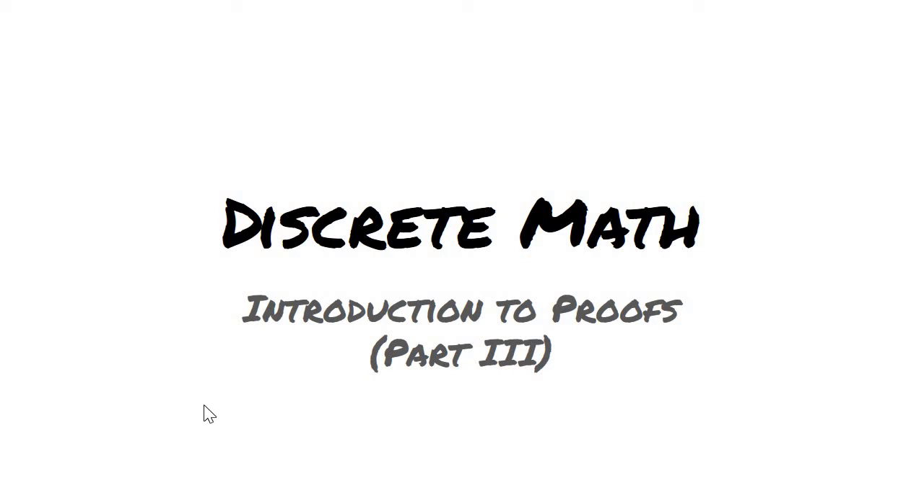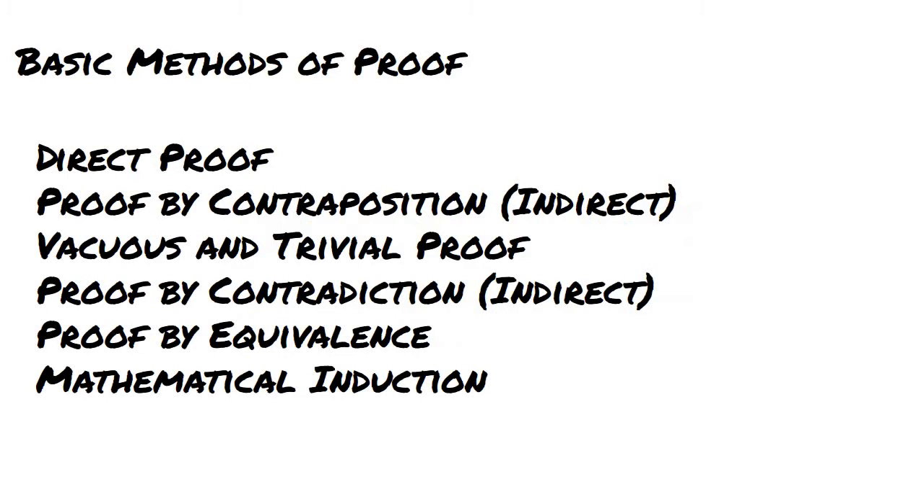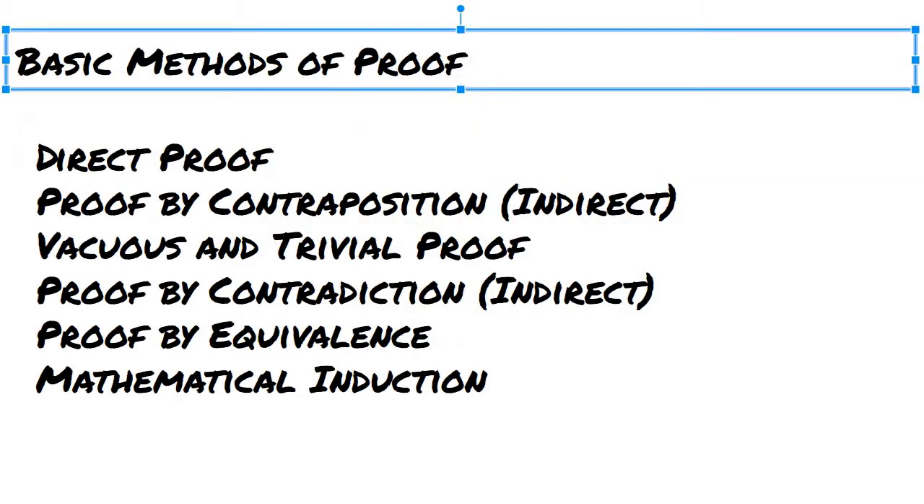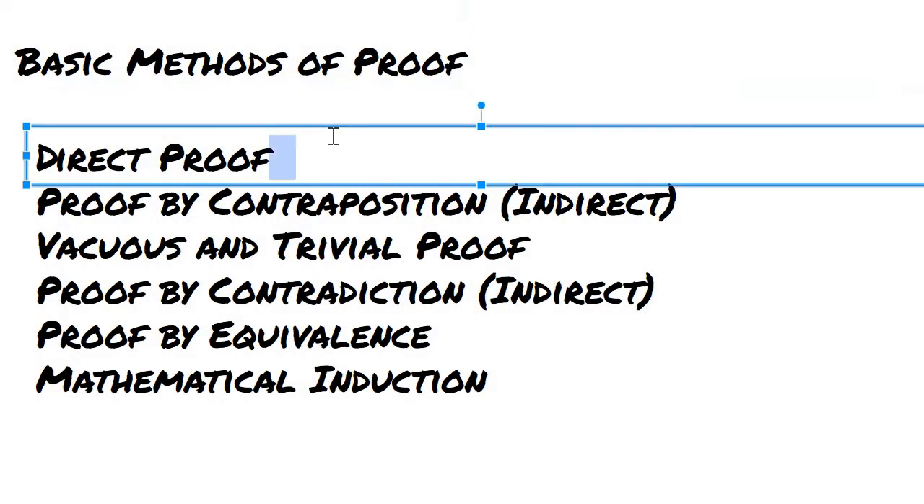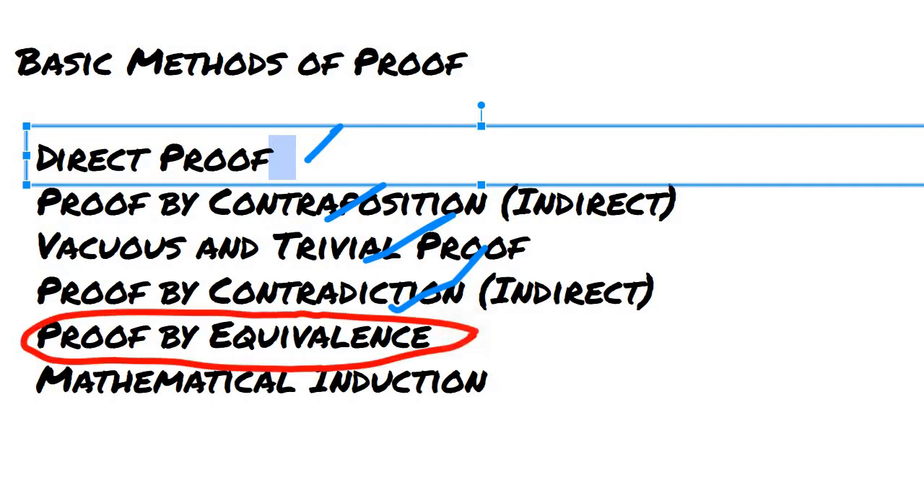Introduction to Proofs, Part 3. So, we have finished discussing direct proof, indirect proof, and proof by vacuous and trivial. We also have another method for indirect proof, which is contradiction. Today we're going to focus on proof by equivalence.